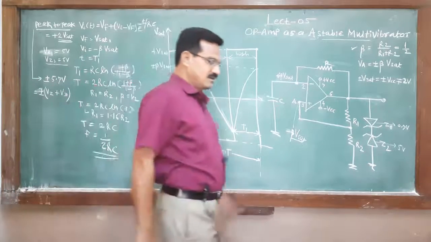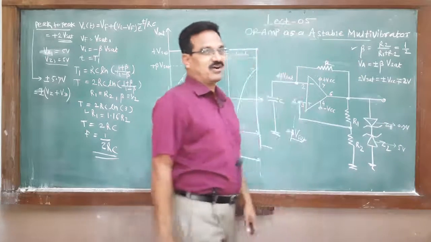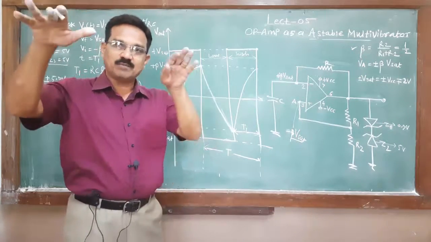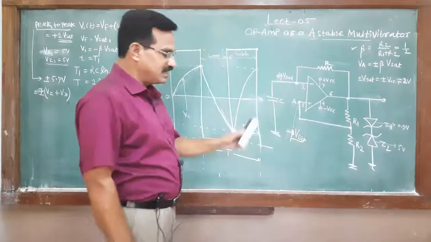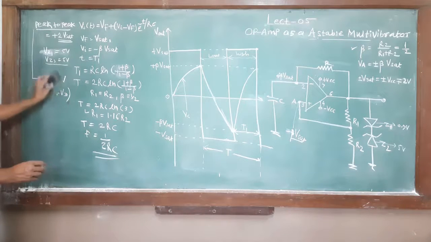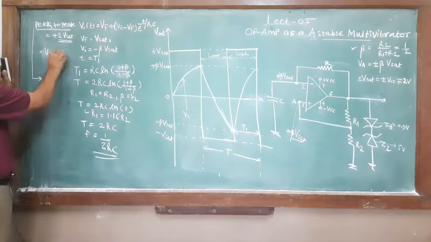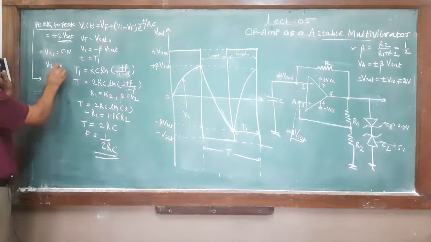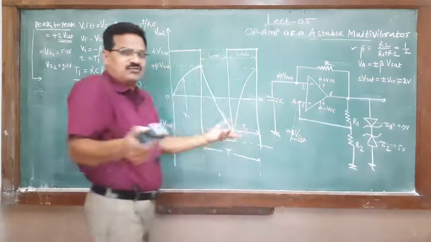Unsymmetrical square wave means positive saturation value is more as compared to the negative saturation value, or negative saturation value is more as compared to the positive saturation value. At that time, suppose that Z1 and Z2 are different. Suppose VZ1 is equal to 5.1 volt and VZ2 is equal to 9.3 volt. Two Zener diodes are connected, no doubt, back to back, but these two values are different.